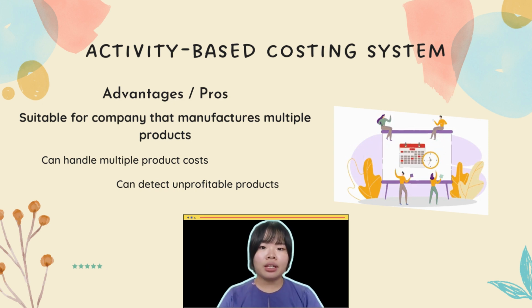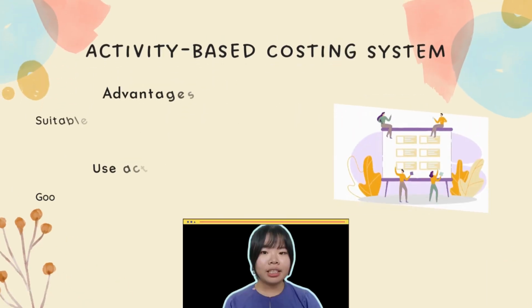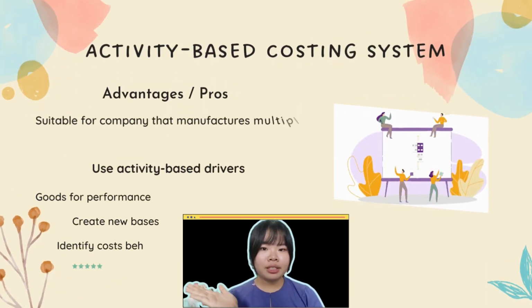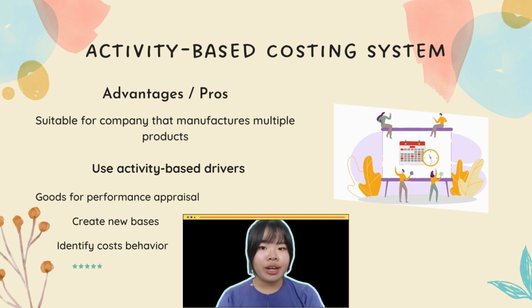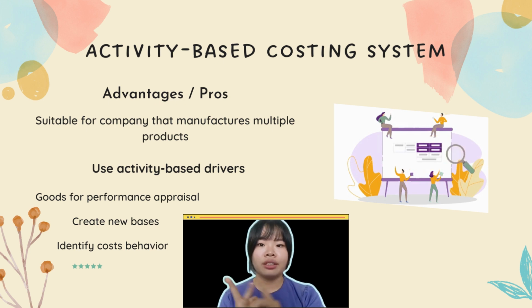With activity-based allocation of overhead costs, it is easier to identify the areas where expenses are being wasted on unprofitable products. This is because an ABC system uses activity-based drivers. What does it mean? This system creates new bases to allocate overhead costs like machining, delivery, setup, and so on.